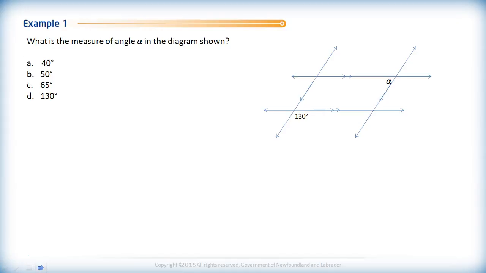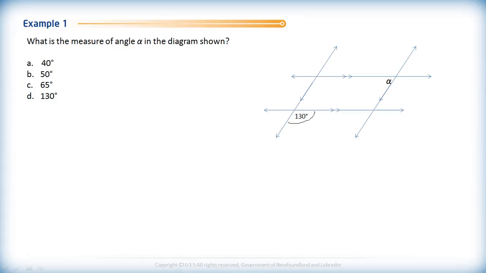Okay, first one says, what is the measure of angle alpha? That's what that little Greek letter is, alpha, in the diagram shown. This is kind of a funny question, and I like funny questions, but I like this one in particular because we really have two transversals here. This creates a parallelogram when I have two parallel lines transversing two other parallel lines. There are lots of different ways I can figure out what angle alpha is, but let's start with the one bit of information that we have, which is 130 degrees.